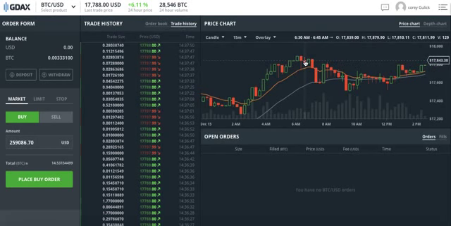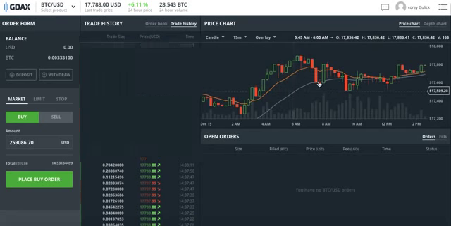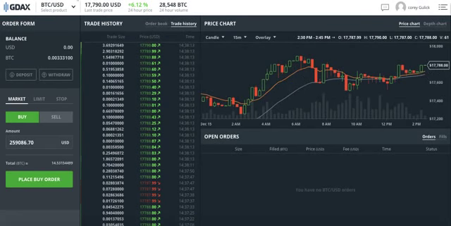So hopefully this makes sense, guys. There are a lot of different things that you have to look at to determine where things are going. Always be aware of the 12-day and the 26-day moving averages, and that should help you do it.